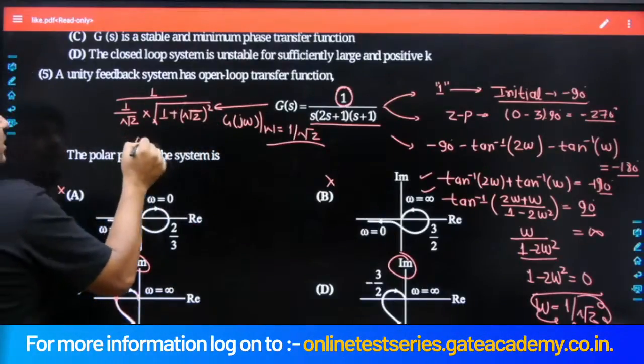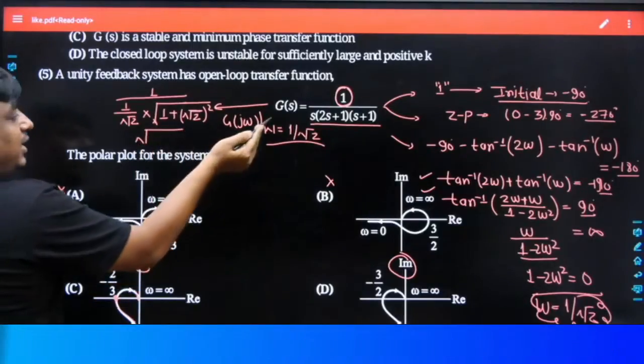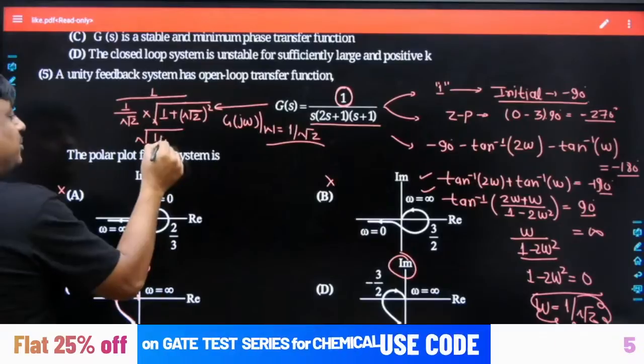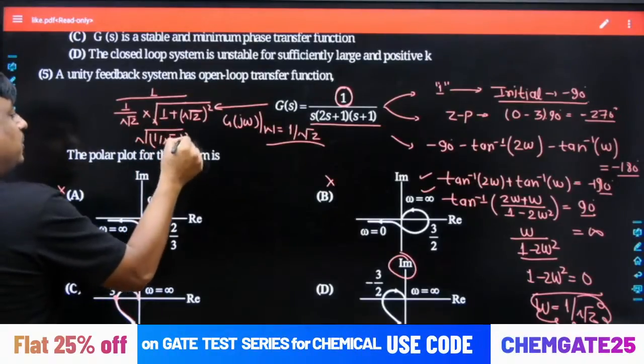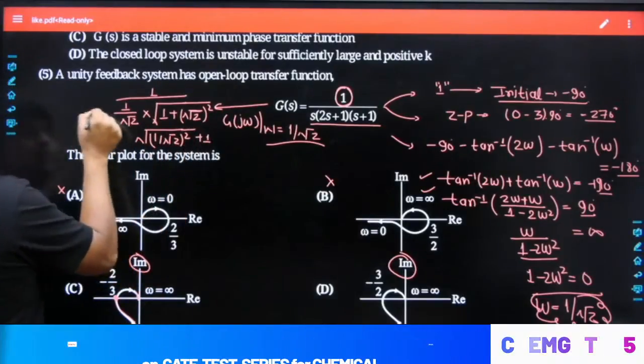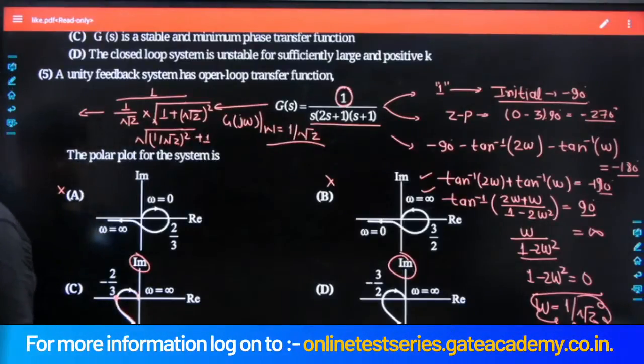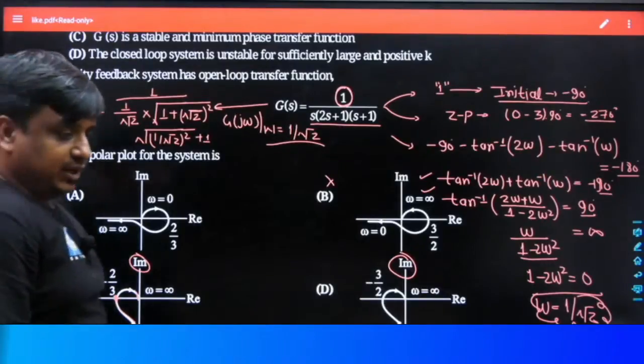Everything is being taken care of. S is simply again j omega. Omega is 1 upon root 2, which would be raised to the power of 2, plus 1. And once you do its complete multiplication, how much resultant are we going to get, tell me? Probably the answer we are supposed to get is minus 2 by 3.